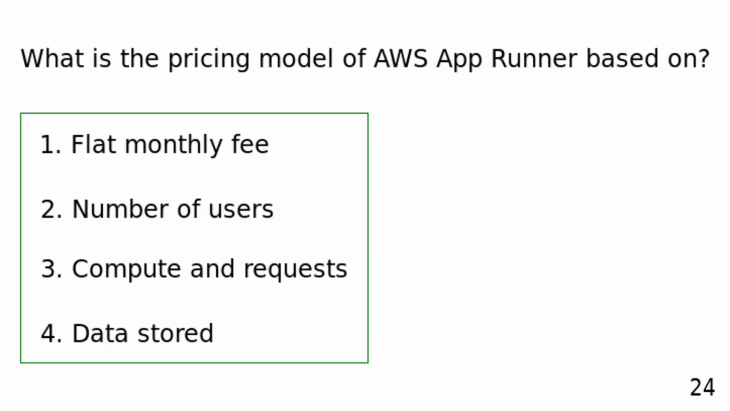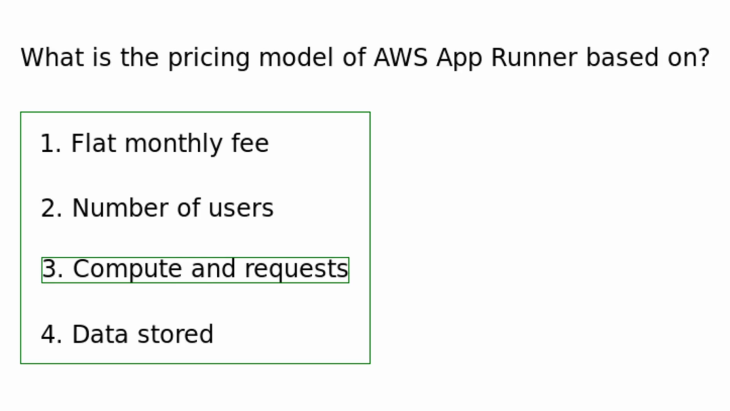What is the pricing model of AWS App Runner based on? Flat monthly fee. Number of users. Compute and requests. Data stored. AWS App Runner pricing is based on the compute resources used and the number of requests made to the application.